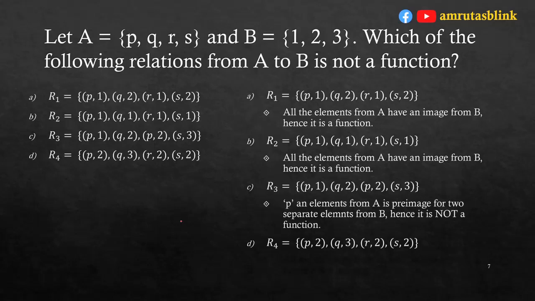R4 is equal to P2, Q3, R2 and S3. Now again, similar to first two problems, all the elements from A have an image from B and hence it is a function.